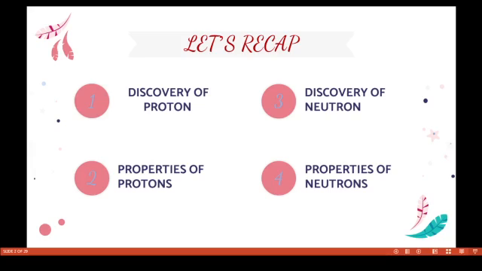Last class we discussed the discovery of protons and the discovery of neutrons. In the discovery of the proton, the formation of cathode rays has shown that all atoms contain negatively charged particles called electrons. This one we know very well.